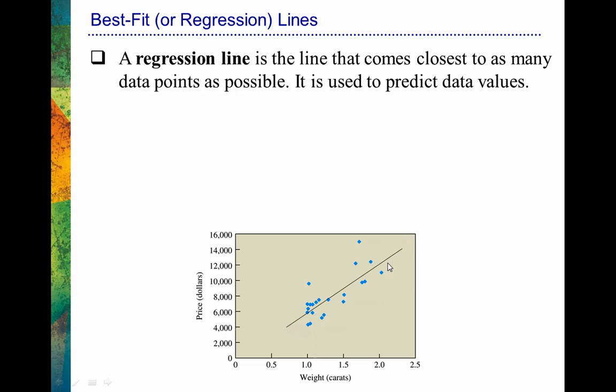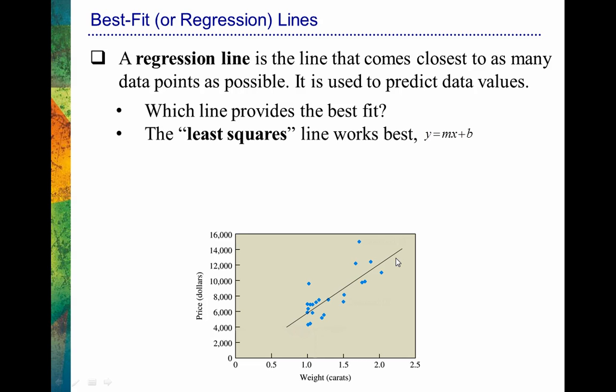We've been putting a line in there, trying to get a sense of the nature of the correlation. Well, which line provides the best fit? Because, of course, we're just kind of estimating when we've been drawing lines in there. Well, a least squares approach to finding this regression line really works best. And that can be found using a mathematical formula like this. And we're not going to do that. We're just going to eyeball the data.